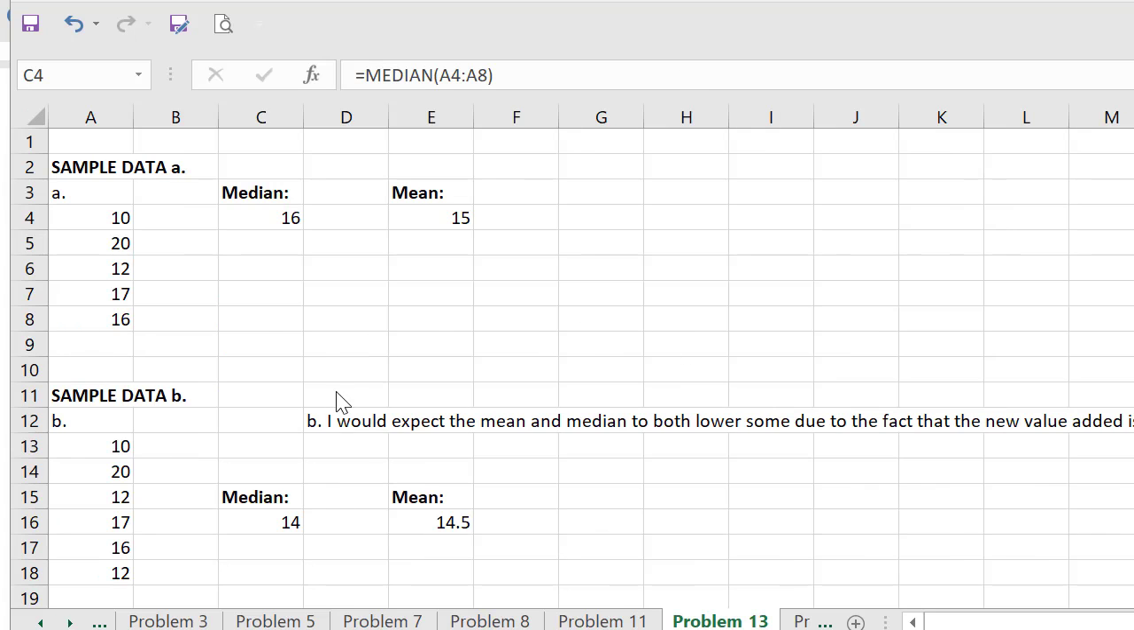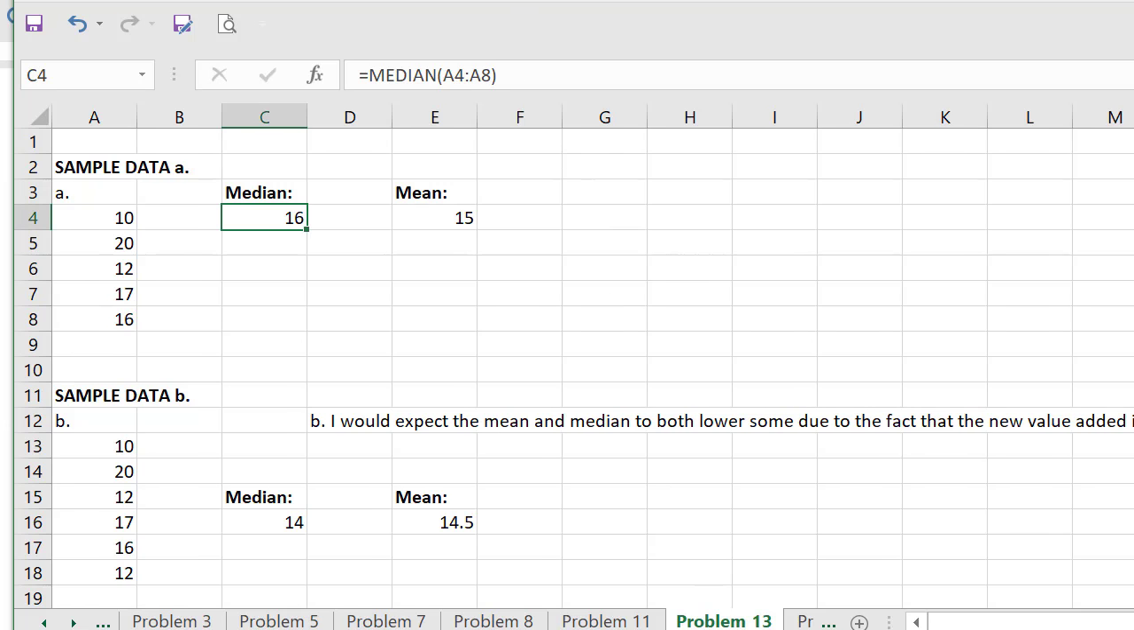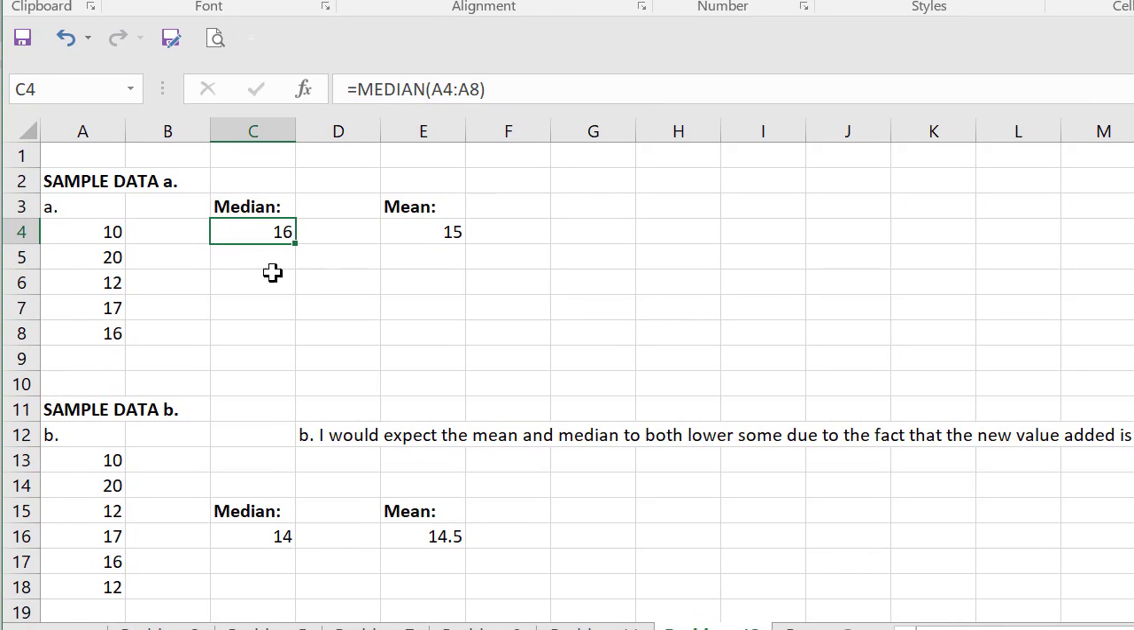The next number was number 13. And so if you look at that, it's fairly straightforward. You have your numbers. You use the median function. Use the average function to get your mean. Do the same thing with your additional value and see what those changes are. And that's what I was looking for. So if again you missed anything there, it was 0.5 off.